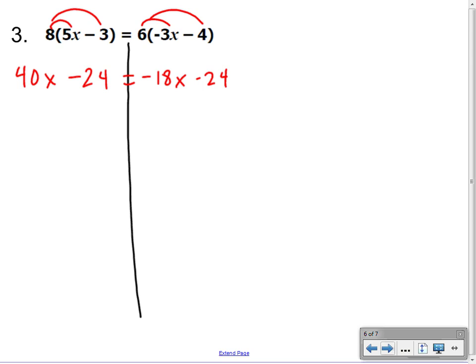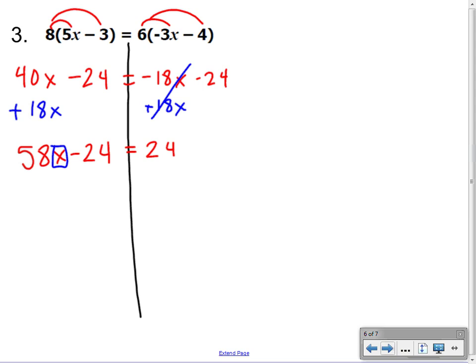So we're going to cancel this negative 18x by adding 18x, and we're going to do it to both sides. Notice on the left side here, we're not going to cancel out our x. We actually have a 58x now minus 24 equal to 24. And again, we have a variable we can solve for, so we're not going to have a special case here. So we need to get x by itself. We need to undo this subtraction first, so we're going to add 24 to each side.